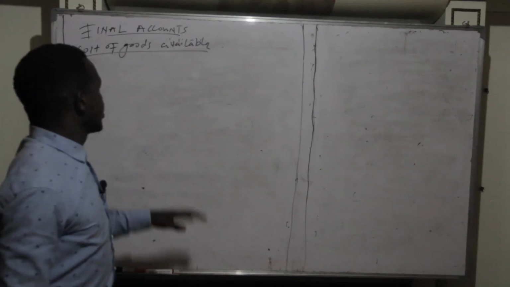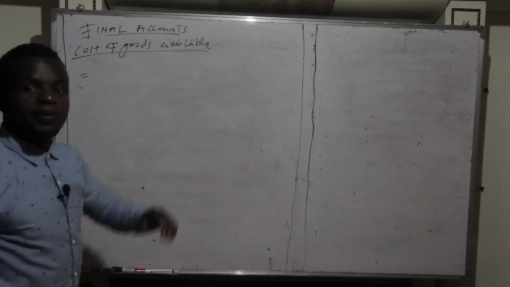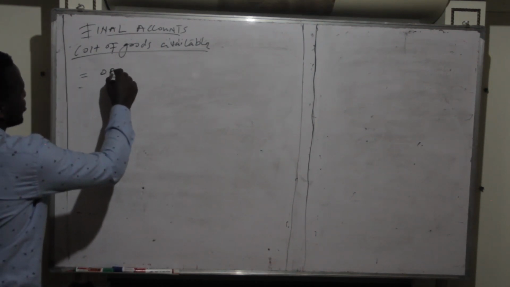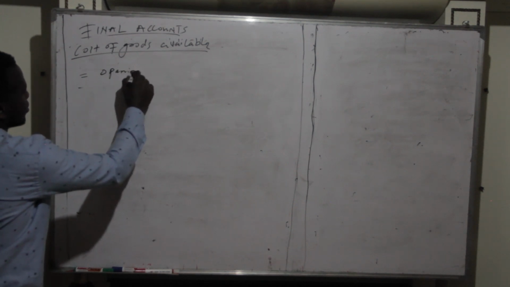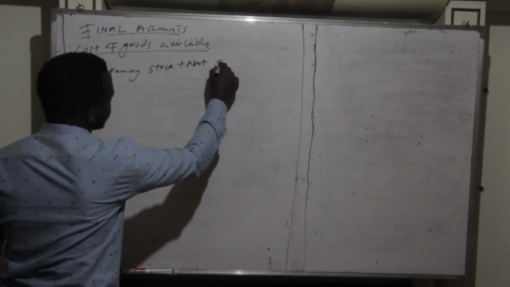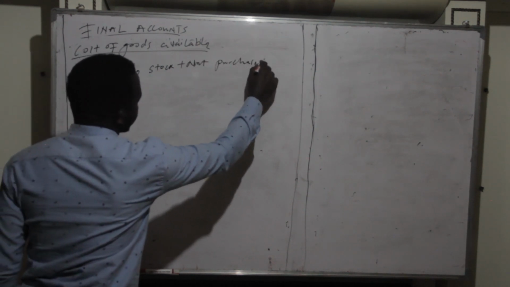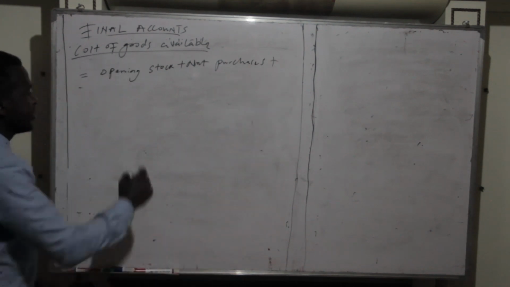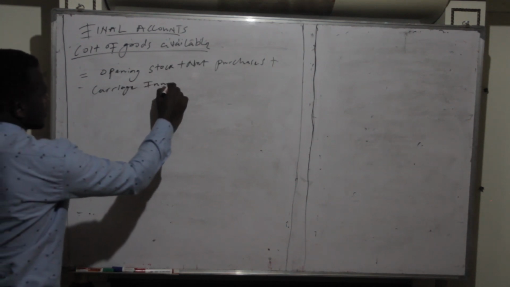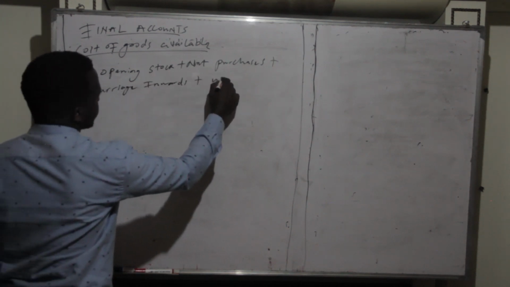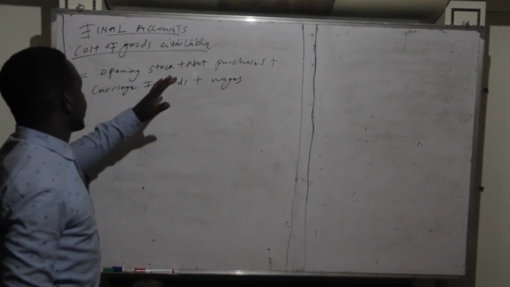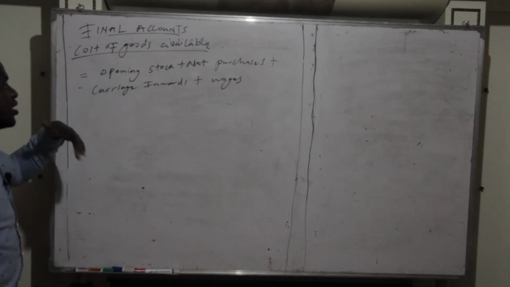So let us now look at cost of goods available. So the formula that we use on this one, we are going to say opening stock plus net purchases plus carriage inwards plus wages. So this is the formula that we use when calculating cost of goods available.